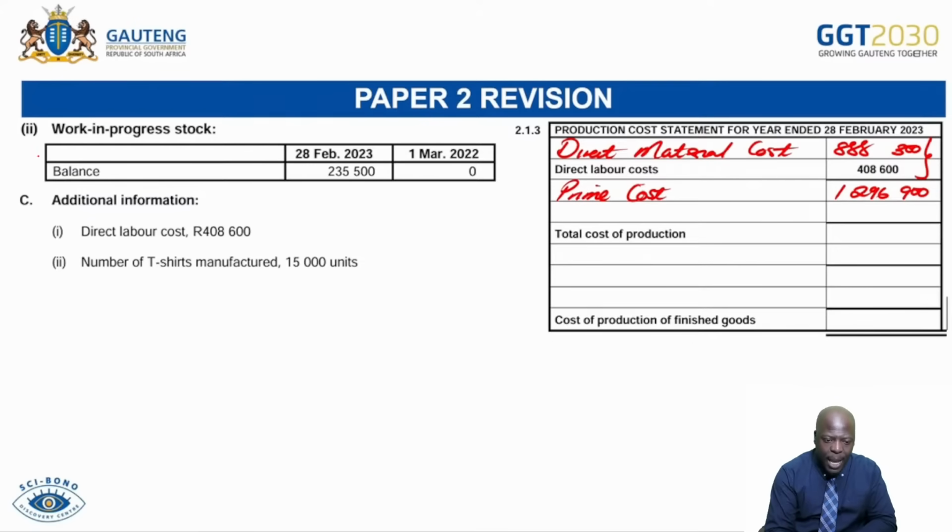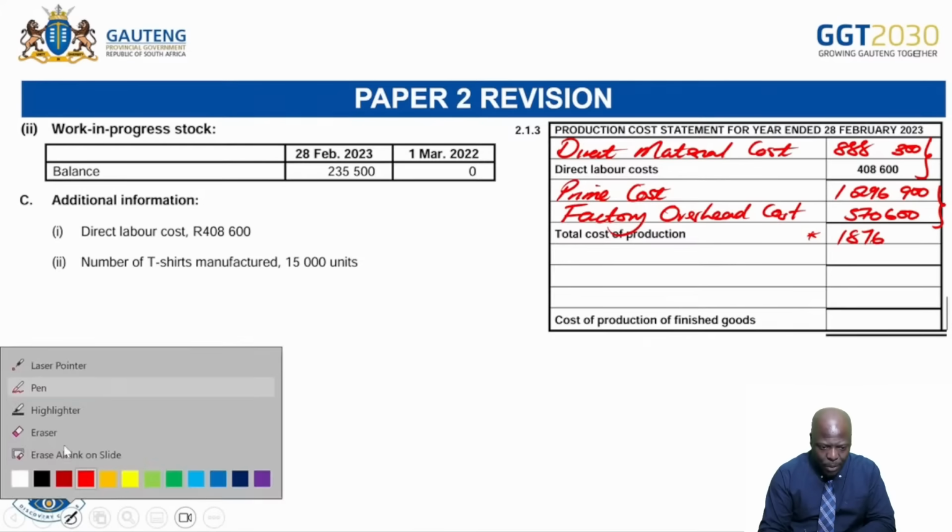And then from there, we are given more information. Let's see if we can use that. Remember, we have already done the factory overheads. So we're coming here, then we say factory overhead cost. And the factory overhead cost amount that we did, remember, it was 570,600. So we're going to add that now. Okay, let's bring the calculator so that we can do it properly.